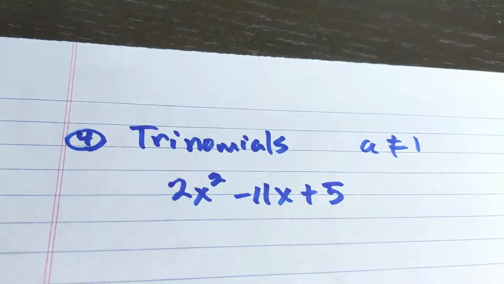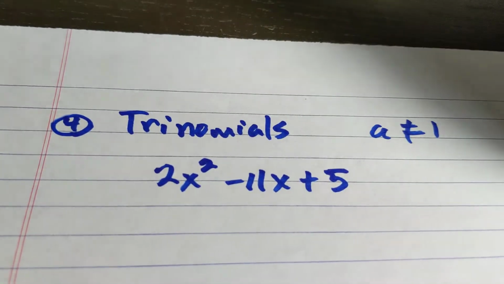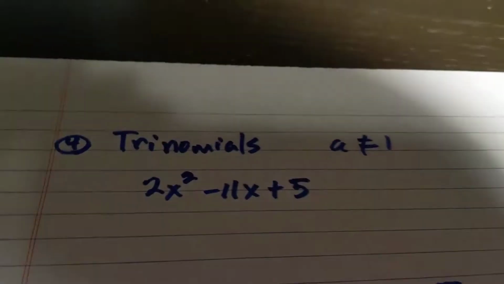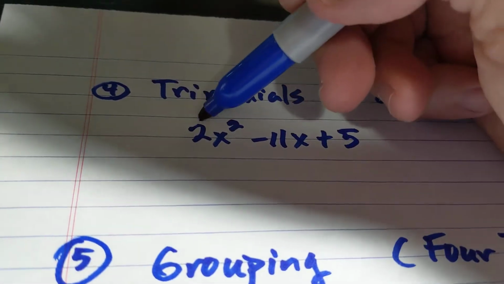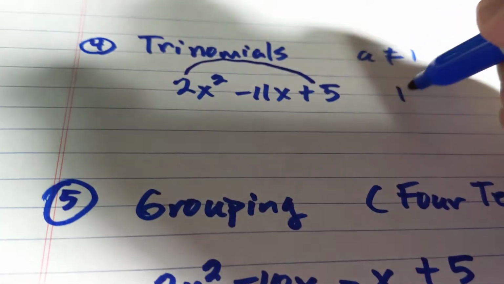The next thing is a trinomial where the a is not a 1. So notice this is a little tougher. A is 2. So that's a little bit tougher. There's lots of different methods for this. I like to use this little AC method. 2 times 5 is 10.